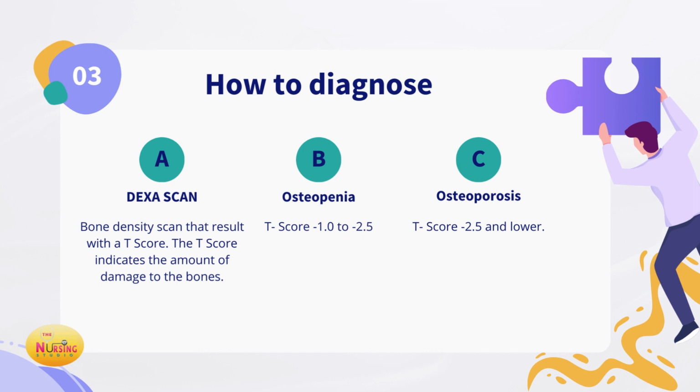So let's discuss how to diagnose this now that I've given you that baseline, that foundation of what it is, understanding again that osteopenia is those early stages, but there is some abnormality, and osteoporosis is where it's more severe. But how do we determine one versus the other, right?